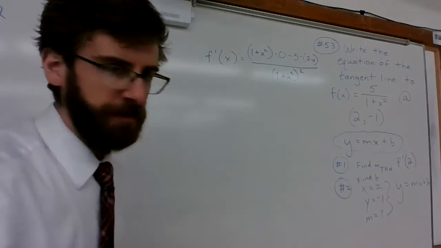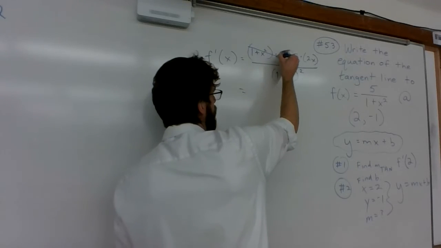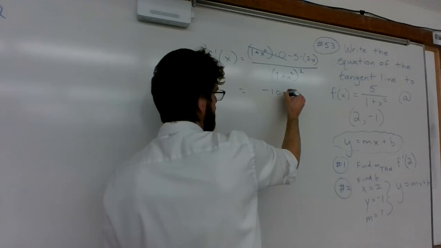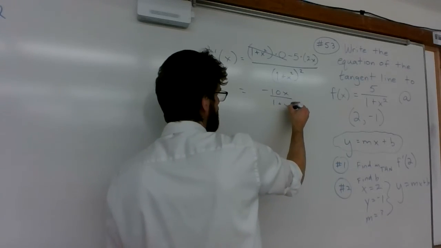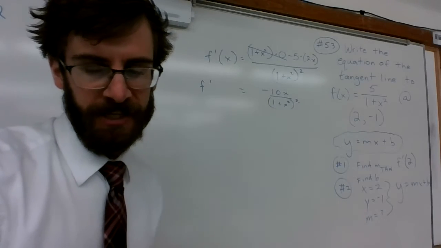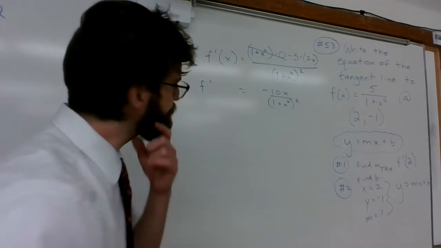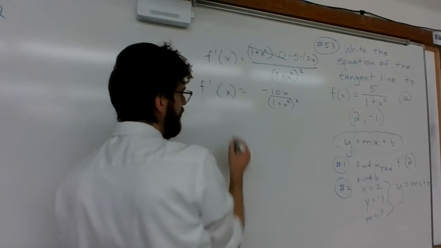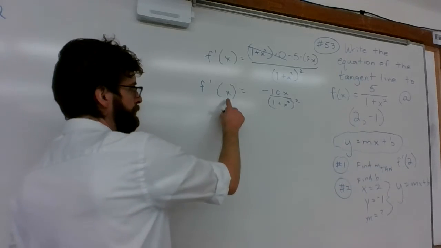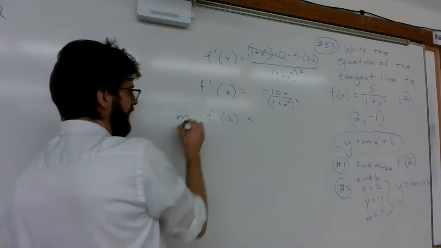So I can do a little simplifying here. This whole left part zeroes out, and then you're left with negative 10x over 1 plus x squared, squared. Remember, in quotient rule, there's no need to expand the bottom unless we're really looking for something, unless we have no other option. Okay, at 2, you're going to plug in 2 here to find our m value.